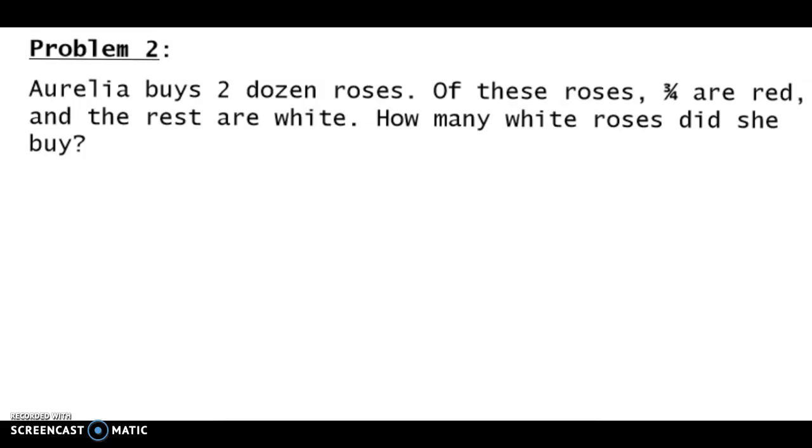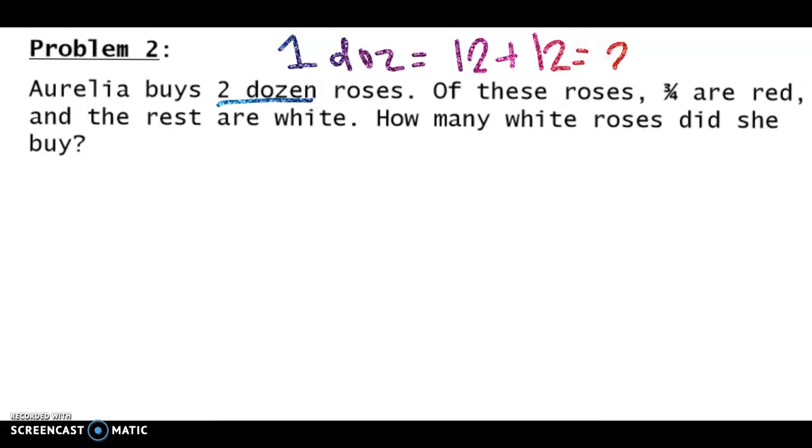Problem 2 tells us a story. Aurelia buys 2 dozen roses. Of these roses, 3/4 are red and the rest are white. How many white roses did she buy? So the first thing to know is that Aurelia buys 2 dozen roses. It's important to know what a dozen represents. 1 dozen equals 12. So if we had 2 dozen, that would be 12, 2 times, which would equal 24. That's going to give us the total amount of roses that Aurelia buys.